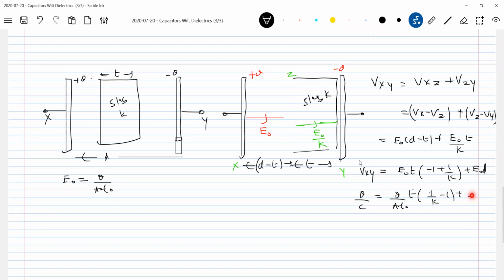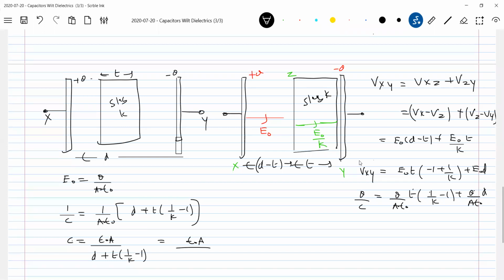So the Q will get cancelled. So the expression will be 1 by C is equal to 1 by A epsilon naught times D plus... let me write this for the time being, later on I'll adjust it. So what is the expression for capacitance? C equal to epsilon naught A by D plus T into 1 by K minus 1, or this equal to epsilon naught A by D minus T. So this is the expression for capacitance of a partially filled capacitor.